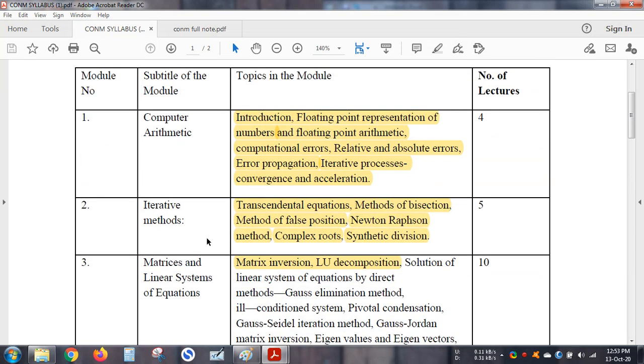On that we will see solution of linear equations by using the direct method. And today we will discuss Gauss elimination method and ill condition system.